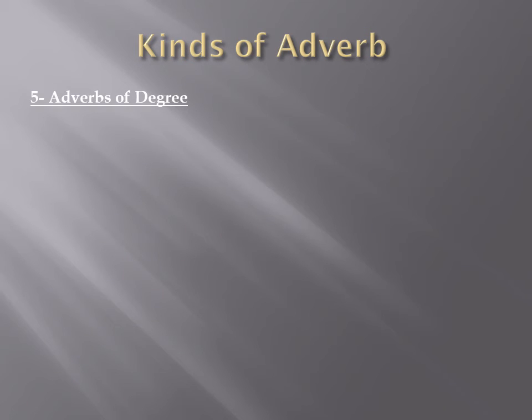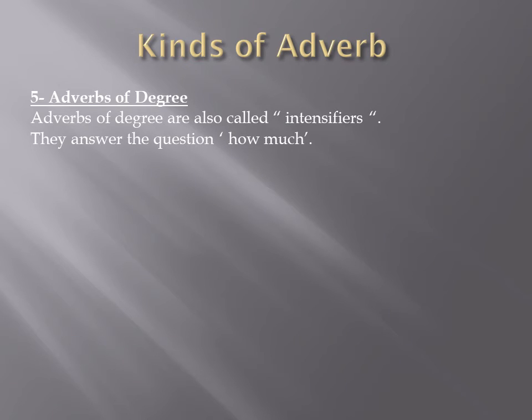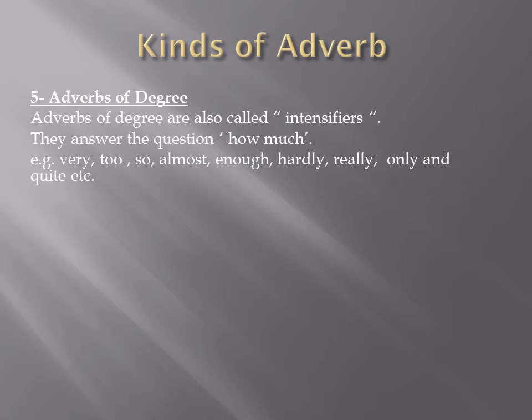Adverbs of degree. Adverbs of degree are also called intensifiers. They answer the question how much. As I told you, adverbs of time answer the question when, adverbs of place answer the question where, and adverbs of manner answer the question how. Likewise, adverbs of degree answer the question how much. Like very, too, so, almost, enough, hardly, really, only, and quite, etc.